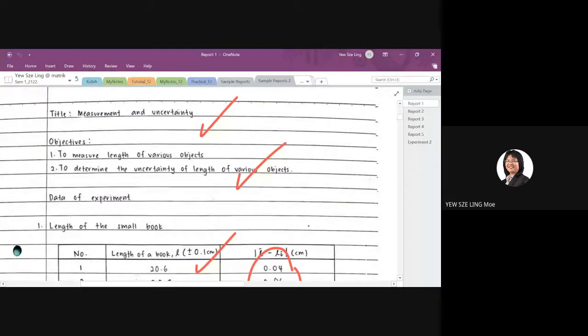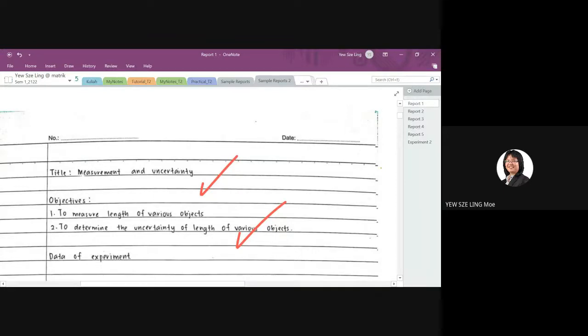Okay, so we'll go to experiment 2 starting from observations. So how to do observations and so on. So now let's look at the first report: Measurements and uncertainty. Now before that, what is missing in your lab report?